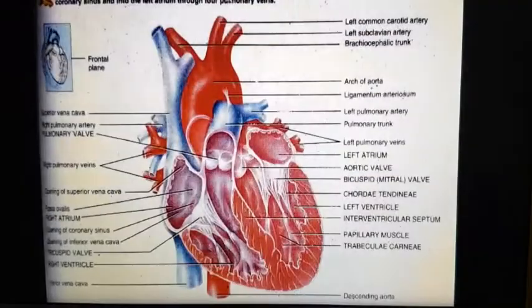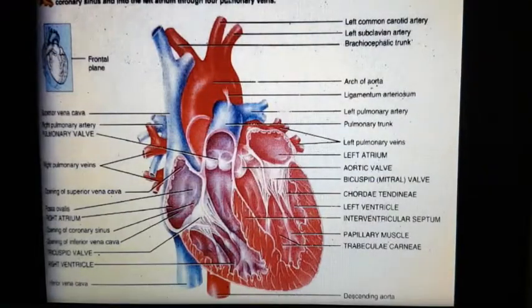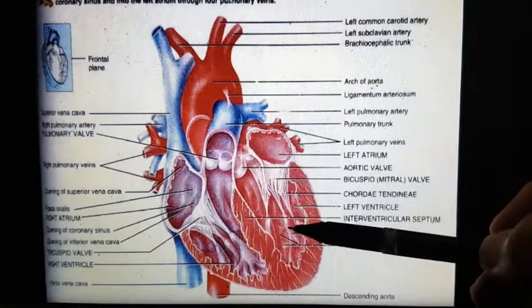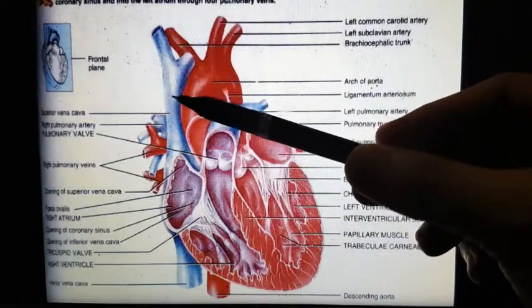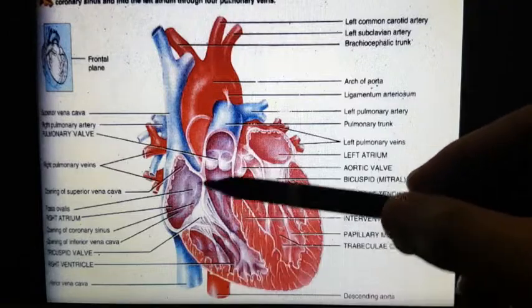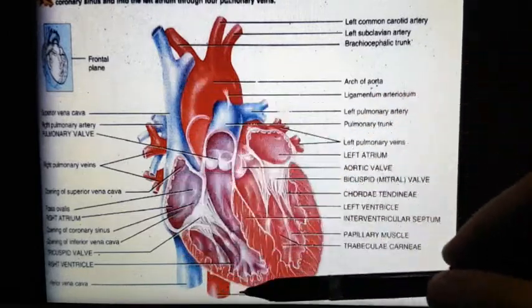Now remember that this is your heart, right? Let's try to identify the structures. Your heart actually has four chambers, right? The right and left atrium, the right and left ventricle, correct? This is what we call the superior vena cava, inferior vena cava, right? Okay, now this is the right side of the heart.